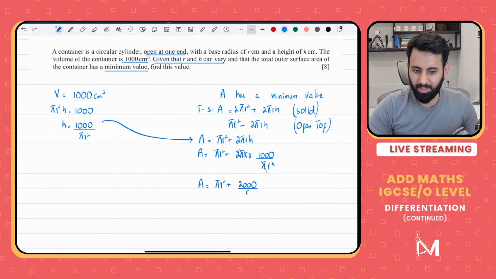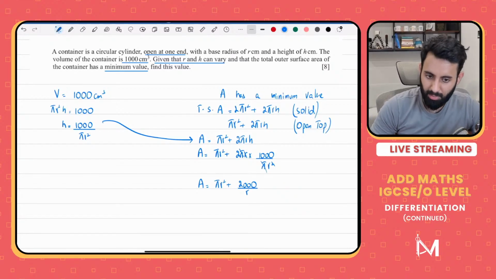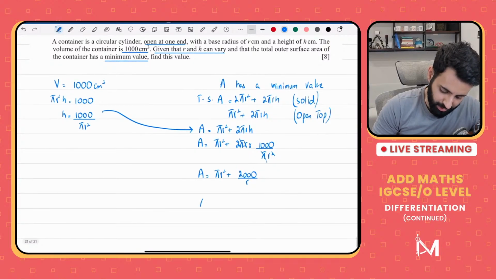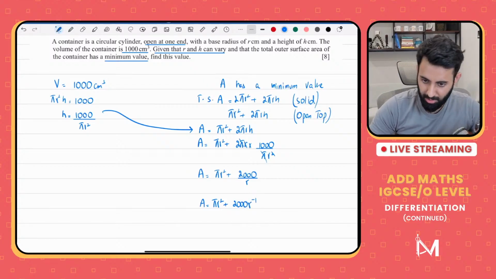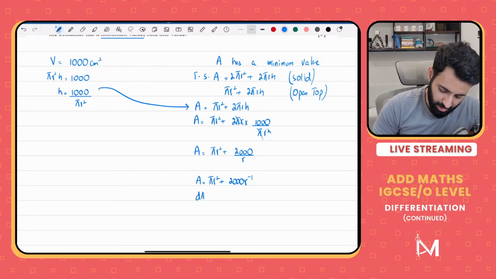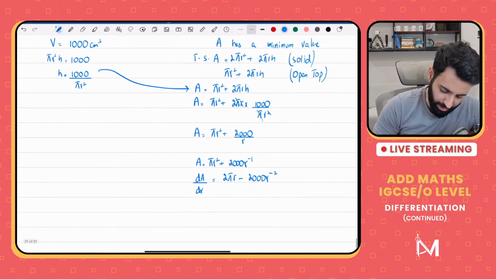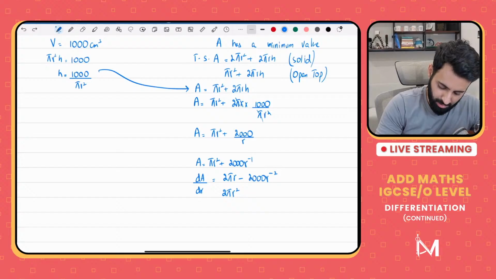Now I can't differentiate it like this, so I would prefer to write it in a way that's easy to differentiate. That's going to be pi r square plus 2000 r to the power minus 1. Now I'm going to differentiate it. So dA upon dr is equal to 2 pi r minus 2000 r to the power minus 2. And we're going to equate this to 0. 2 pi r minus 2000 upon r square is equal to 0.